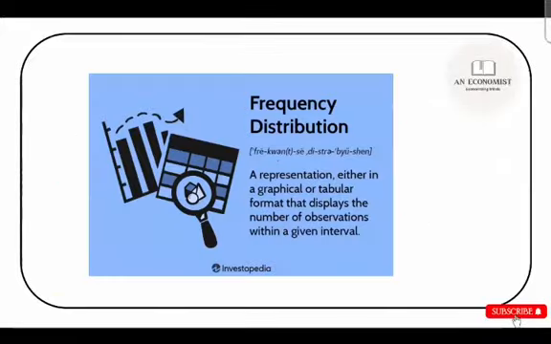So there is another definition which I found very useful. You can take a look at this, that frequency distribution is a representation either in graphical or in tabular format that displays the number of observations within a given interval. And we'll go into these two things, what is graphical representation and what is tabular representation. And from the next video I will be starting with the tabular representation of data.